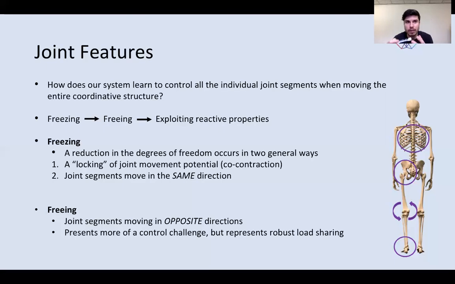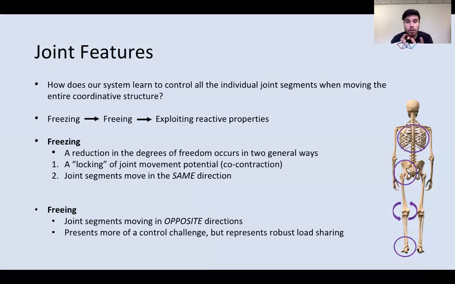Now, we still need to consider things from a global standpoint first, where we have to ask ourselves the question: how does our system as a whole control all these individual segments, all these individual components when moving the entire coordinative structure? And obviously we're looking at the lower limb, lower midline coordinative structure here, because there's so many ways that we can organize a joint segment to complete a movement task. There's so many ways we can organize a joint segment to solve a movement problem.